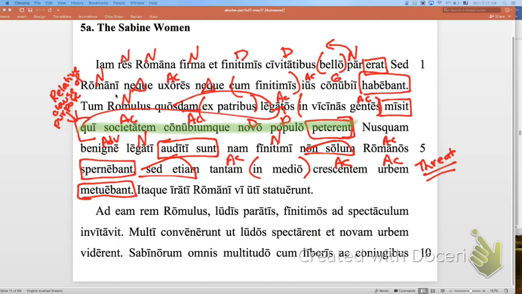Okay, so what do the Romans do? They have a choice. They can fight or they can retreat, right? What do you think they're going to do? Fight. That's right. So the angry Romans decided to use, and that takes the ablative, force. They decided to use force. Dun dun dun.